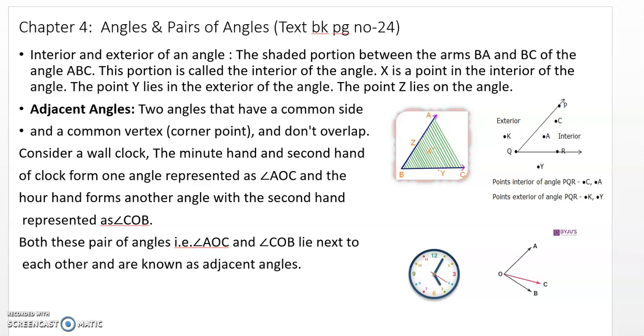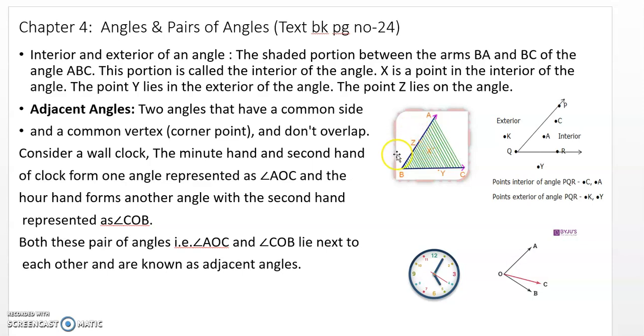So you can open your textbook, page number 24. Now under that, we'll first study interior and exterior of angle. What is the meaning of interior? Interior means that portion which lies between the two arms. So that it is here. This is AB and BC, that is the two arms of the angle. What lies in between the two arms is called the interior.